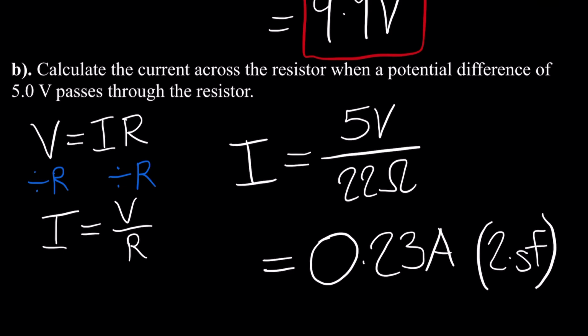So 0.23 on its own isn't the actual answer to this question. The answer is 0.23 amps to 2 significant figures. So we've used a type of rounding here. If you're not familiar with this, don't worry. I will be posting videos on how to round to however many decimal places or significant figures in the future. But for now, the final answer is 0.23 amps to 2 significant figures. So this is the final answer to question 3 part B.